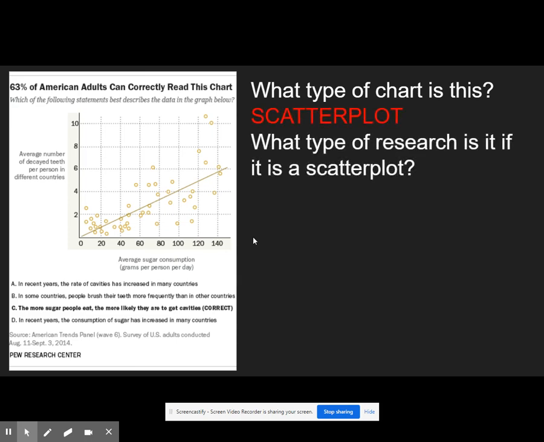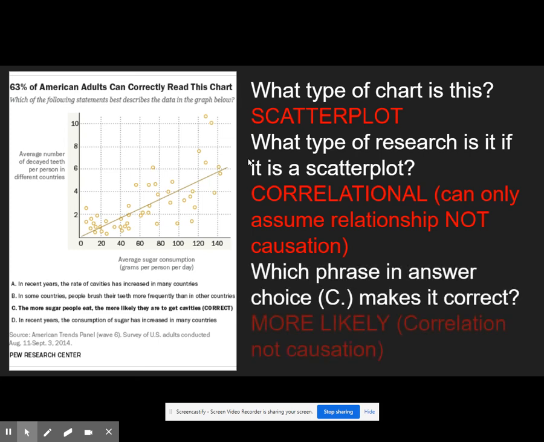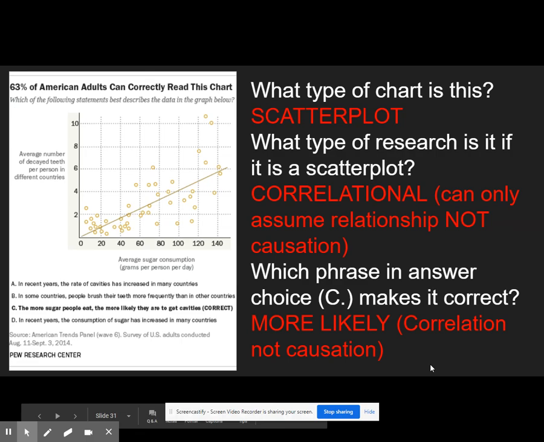What type of research is this? If it is a scatter plot, hopefully you remember that's matched with correlational research. And which phrase in answer choice C makes it correct? More likely, right? I hope that you remembered that one, so that we're looking at correlation, not causation.